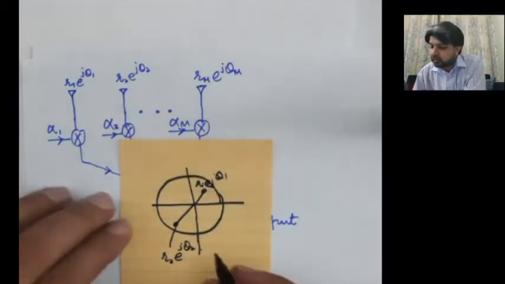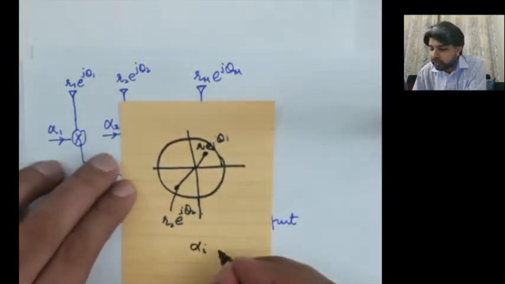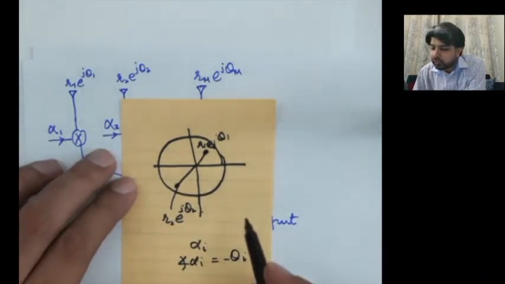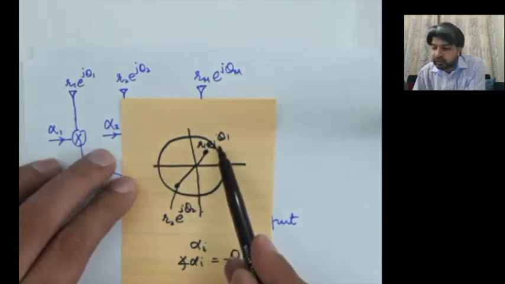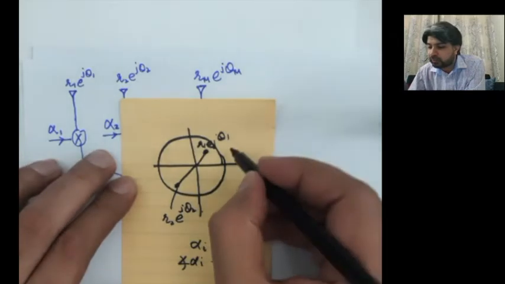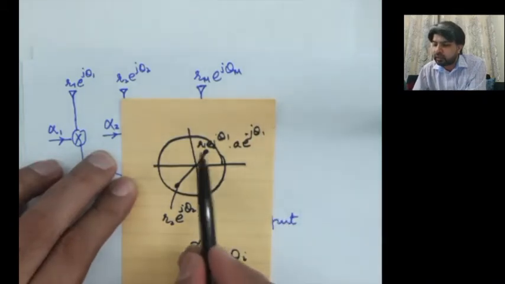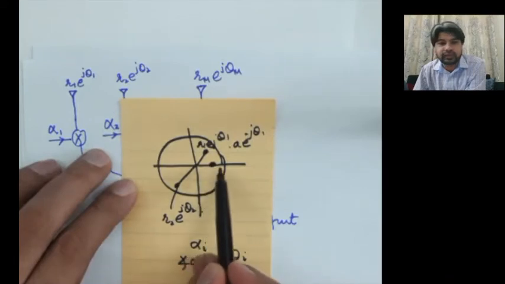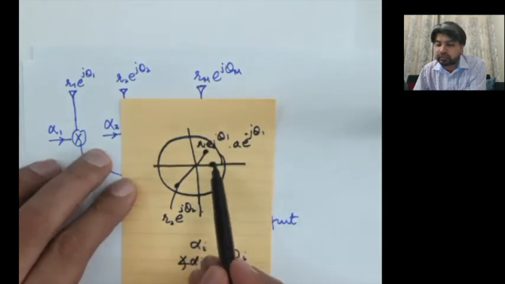So the important thing is that if, for example, alpha I is the gain of your ith branch, then the angle of this alpha I must be equal to minus theta I. That would co-phase the signal. For example, you have two branches here, R1 e to the power j theta 1. If R1 e to the power j theta 1 is multiplied with A1 e to the power minus j theta 1, this would cancel out the phase, and bring this complex number onto the x-axis here, because these phases combine so that you have zero phase.